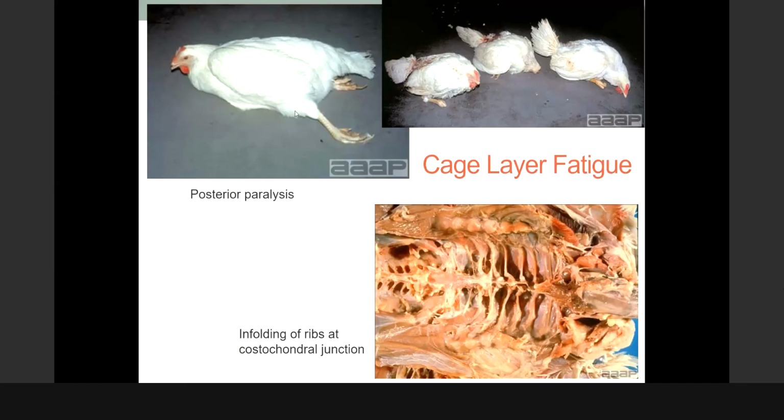So this is how they look: posterior paralysis, enfolding ribs at the costochondral junction. You can see here the rib area. You see enfolding of the ribs. The rib is not straightened up. You see some fracture areas of the ribs.